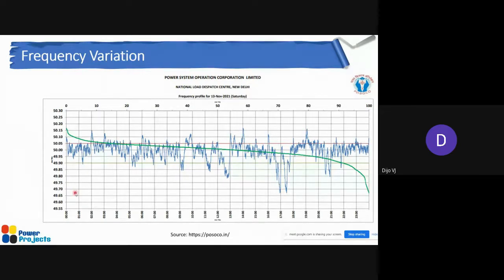You can see the frequency varying from about 49.7 to almost 50.12, which was not the case a few years back. Maybe if you go 20 years down the line, the variation was much higher. Maybe you can expect a variation from 49 to maybe 51, something like that. So nowadays it's very much improved. It's very clearly visible here.